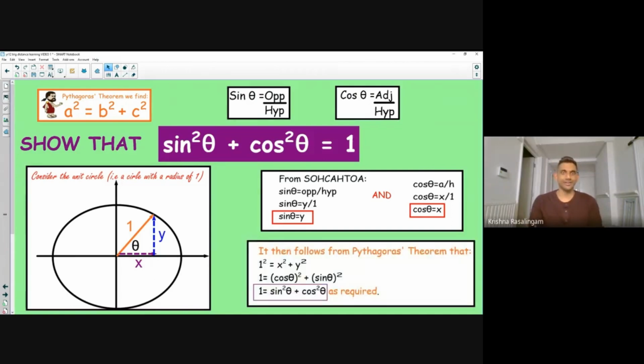Now if I use Pythagoras' theorem, the hint is in the top left-hand corner, it follows that the diagonal squared equals the sum of the squares of the shorter sides. So we have cos theta squared plus sine theta squared equals 1. Lo and behold, we have proved the equation. How can you not love these? Beautiful, beautiful maths.